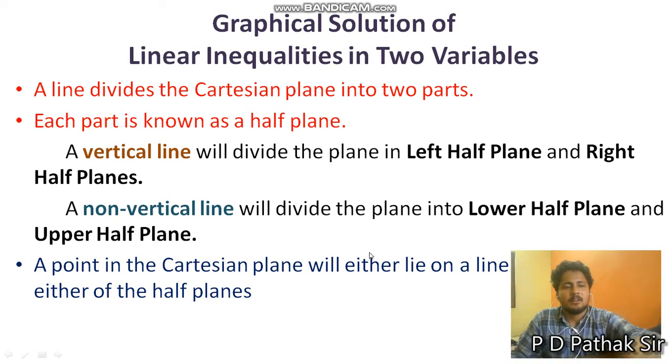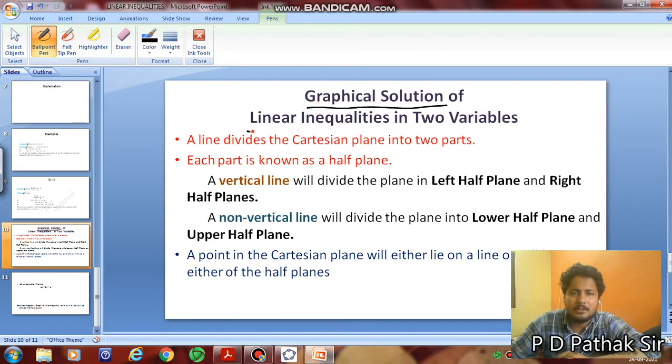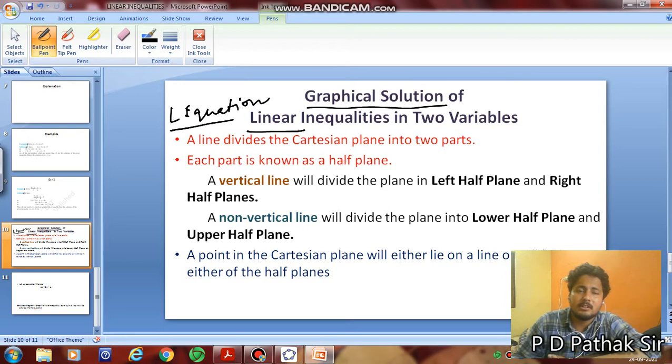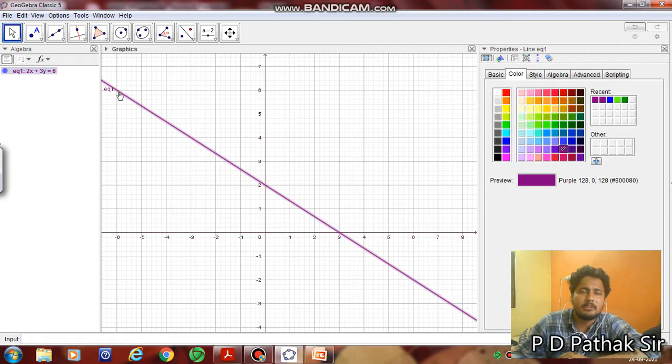Namaskar everyone. Today we will study graphical solution of linear inequalities in two variables, and before starting this topic, first we must know about the graphical solution of linear equation. Now, as you have studied in class 10th that the graphical representation of linear equation is a line. Suppose if I am taking one line, this line is 2x plus 3y equals to 6. This is a straight line.